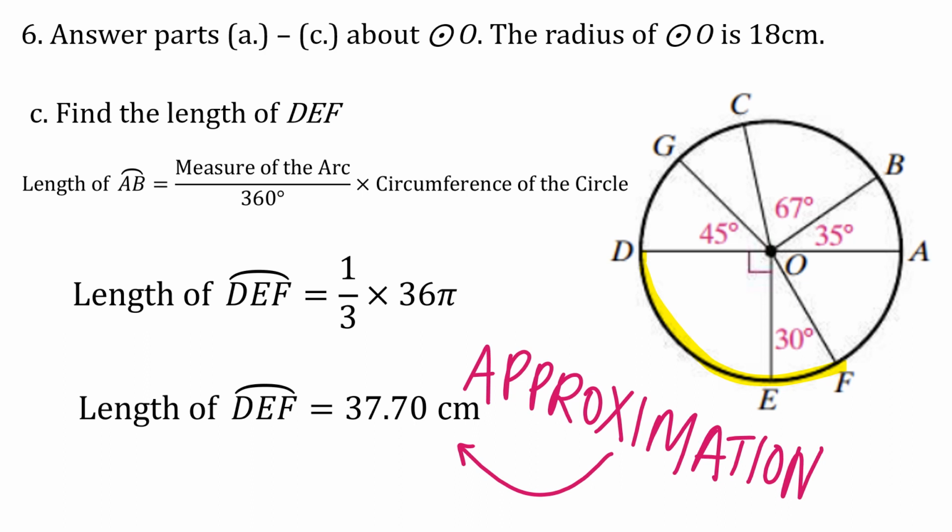So that would be the approximation. Both of them are correct. It just would depend on how the question asked you to give your answer, right? So the exact answer was 12 pi centimeters. The approximation is 37.70 centimeters.